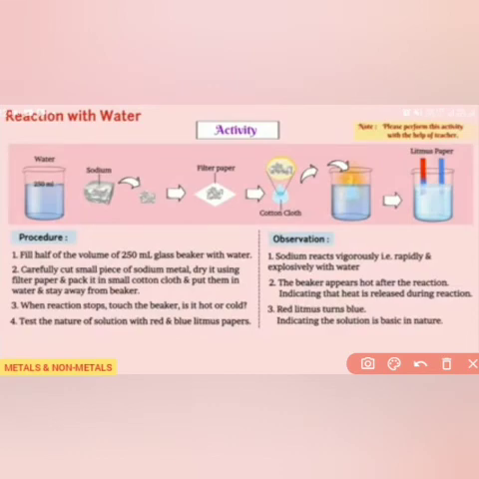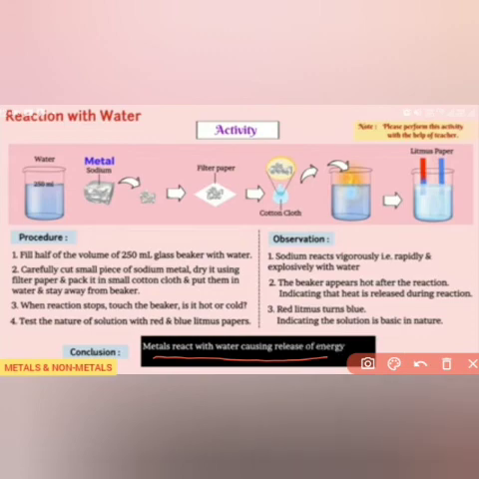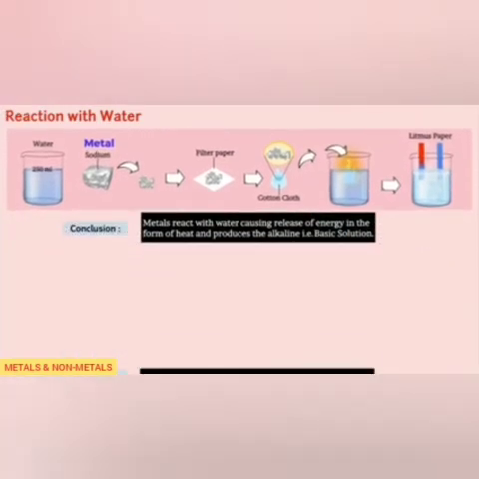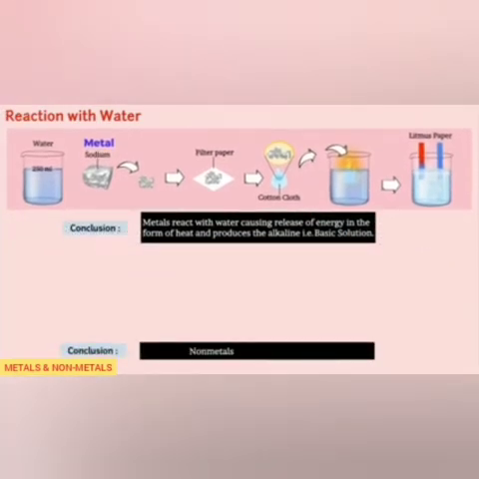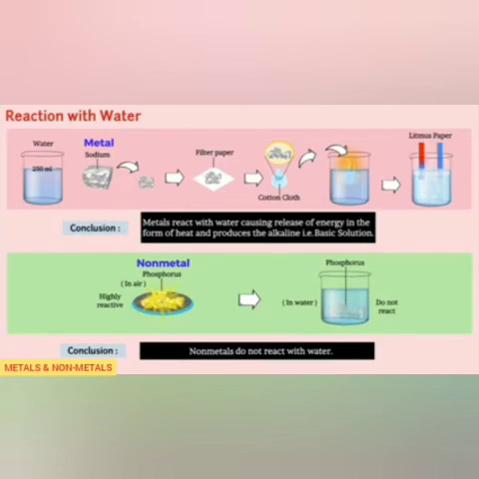Next, the same type of activity is written, and the result concluded is that metals react with water causing release of energy in the form of heat and produce an alkaline, that is basic, solution. Metals always form basic solutions, while on the other hand non-metals do not react with water; they react with oxygen, and when they form oxide, that oxide reacts with water to give acids.